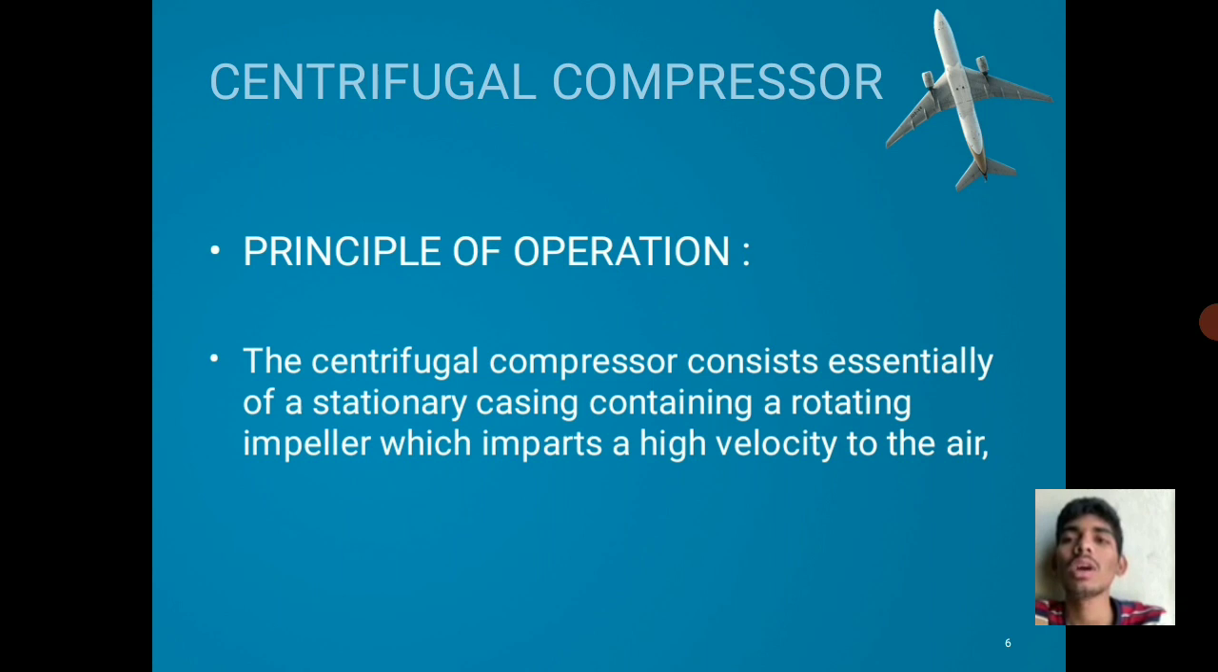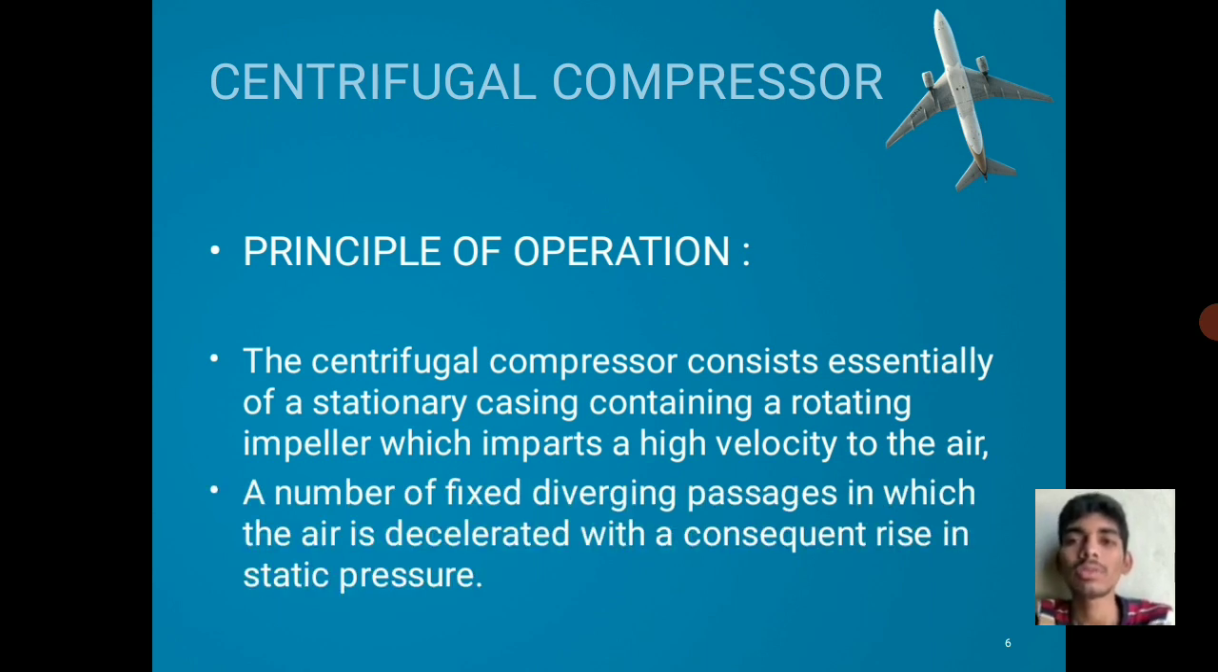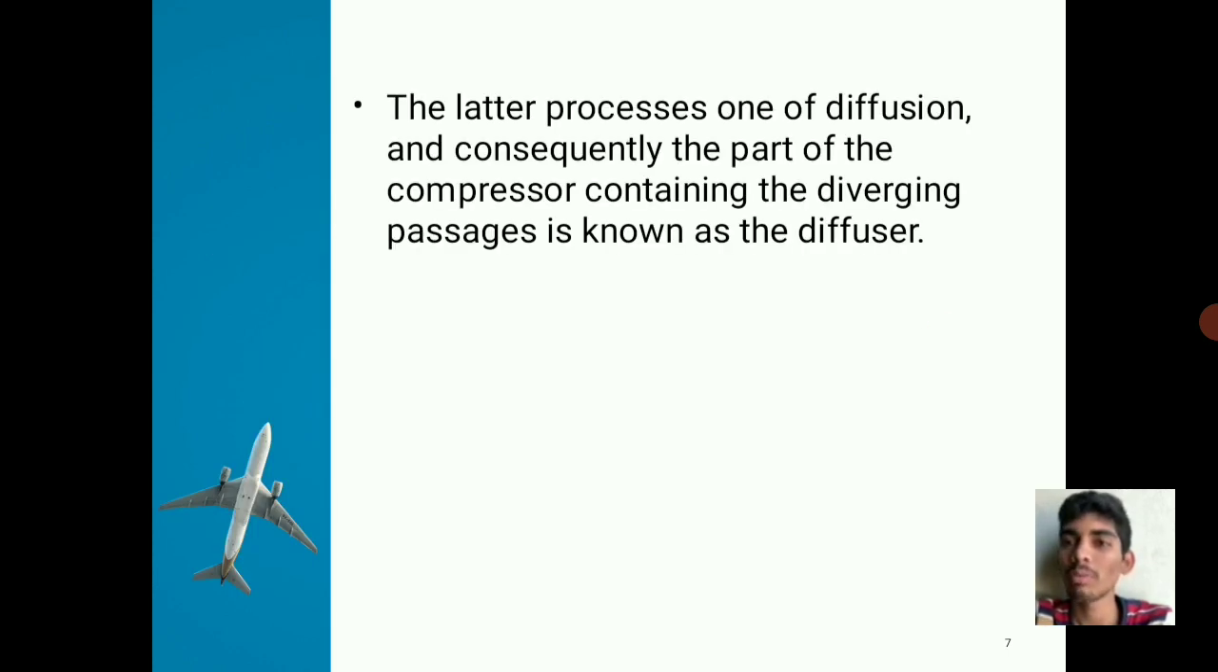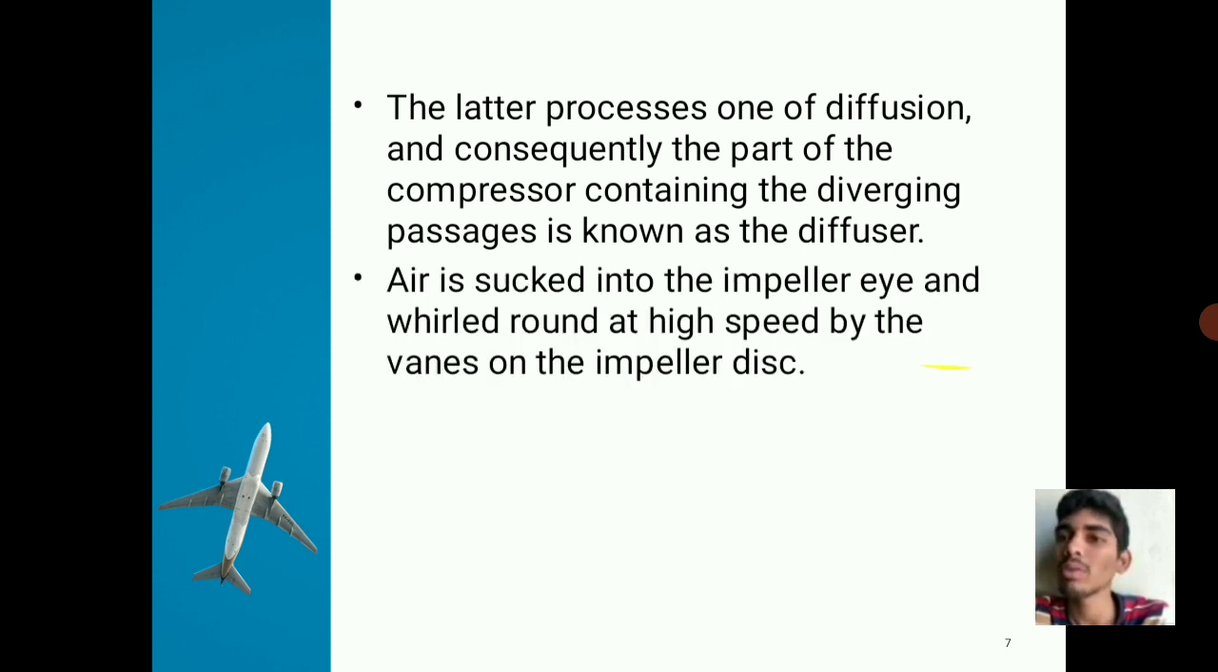The centrifugal compressor consists essentially of a stationary casing containing a rotating impeller, which imparts a high velocity to the air, and a number of fixed diverging passages in which the air is decelerated and consequently raises the static pressure. This latter process is one of diffusion, and consequently the part of the compressor containing the divergent passages is known as the diffuser.